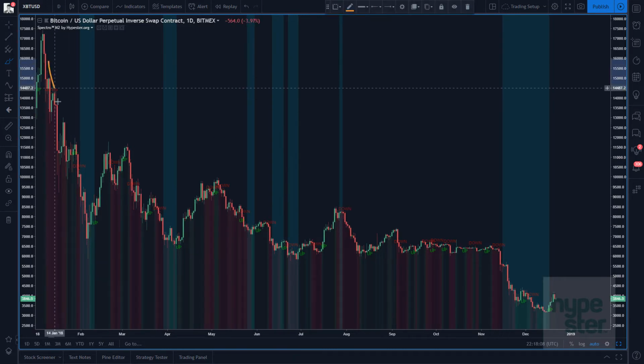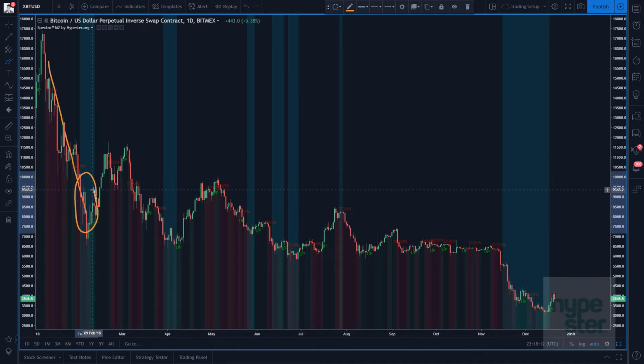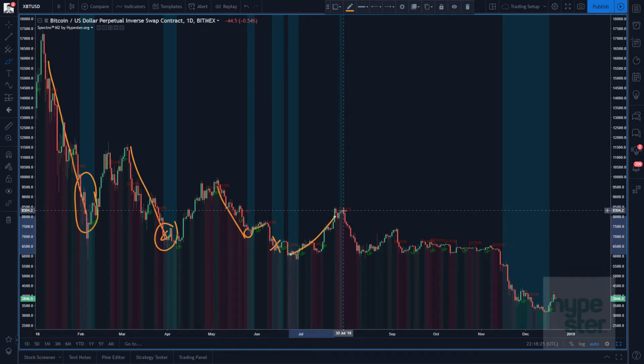So basically, you have this huge downhill, and here it triggers this area. It's where it's likely to reverse, and it does. Same thing again, it does. Same thing again, it does. A bit, but it does. Bad one, good one, awesome one.